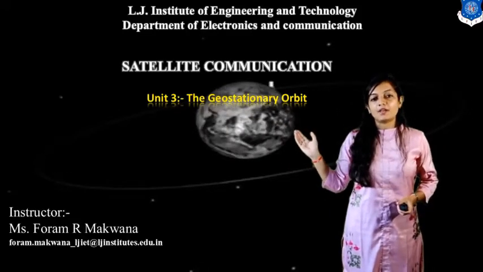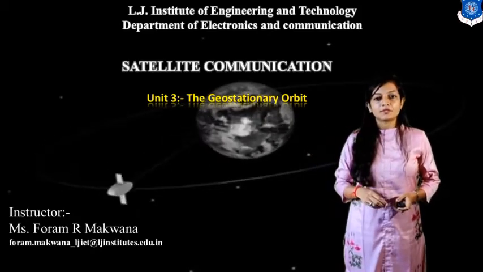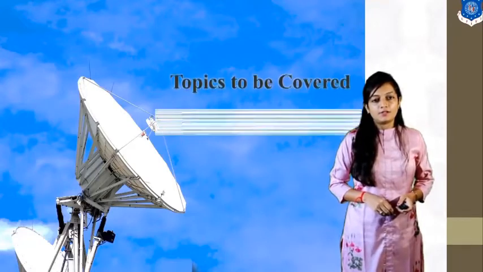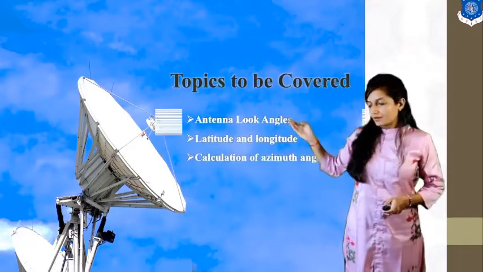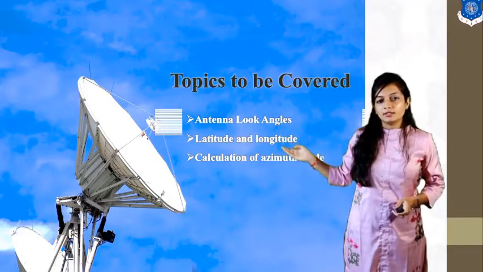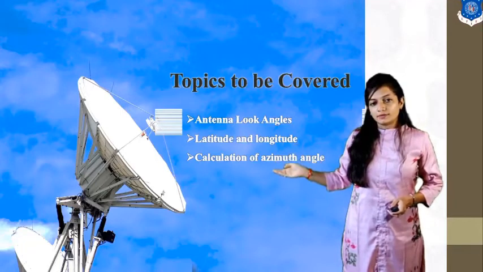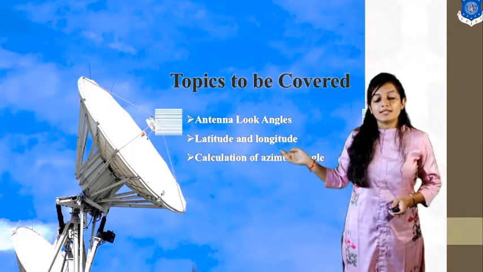In the last session, we started unit number 3, that is the geostationary orbit. Now, in today's session, we are going to cover how to calculate azimuth angle, what is latitude and longitude, and the basic introduction of antenna look angle.